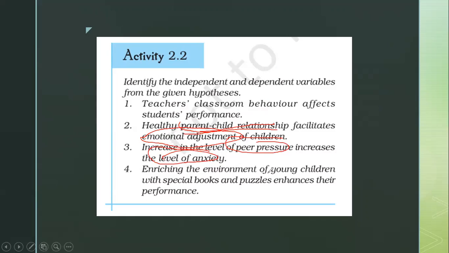Enriching the environment of young children, enriching with what? Special books and puzzles, enhances their performance. What is the change? Performance will be changed. By what? Special books and puzzles. So try to observe the independent variable and dependent variable and complete this activity.